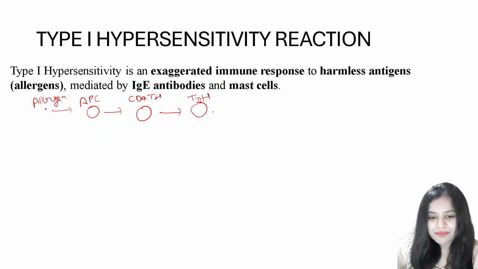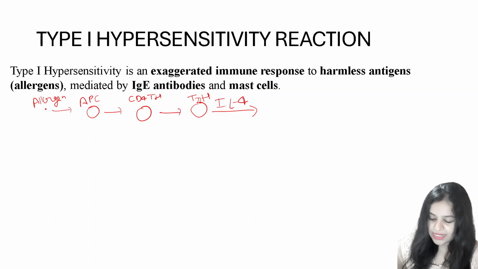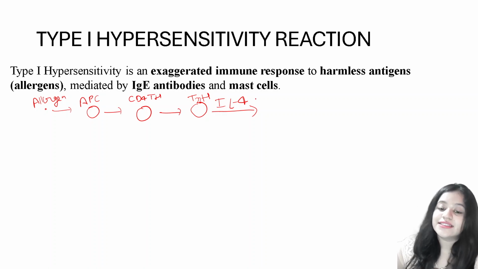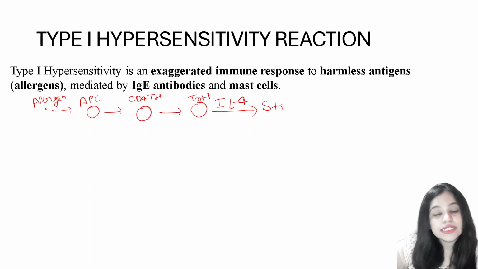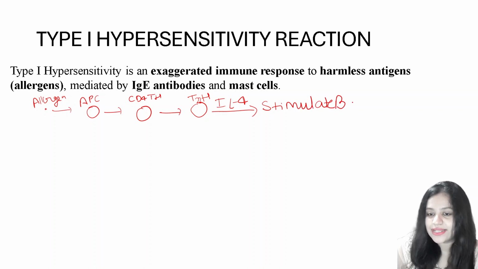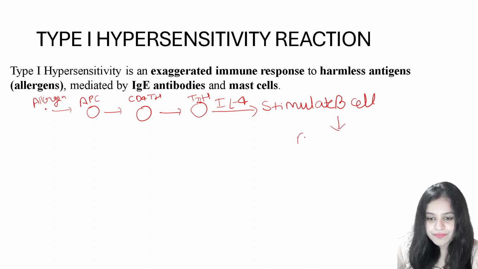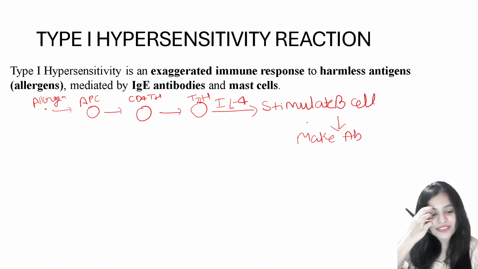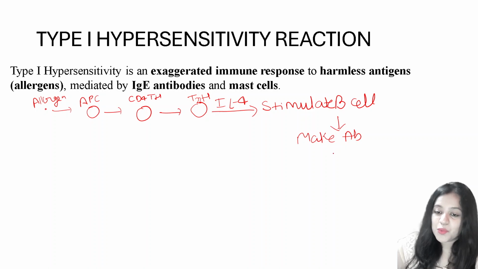Now these type 2 helper cells release interleukin 4, which stimulates what? It stimulates B cell. And we all know what your B cell does? It will make antibodies. And since it's type 1 hypersensitivity and we are dealing with allergen, what kind of antibody will be produced here? IgE.